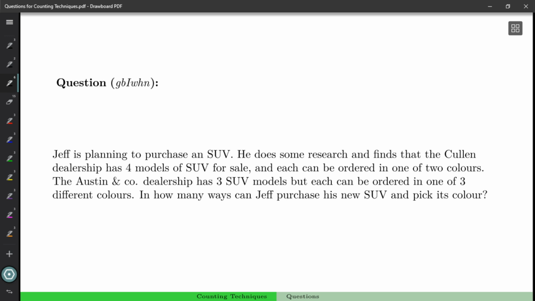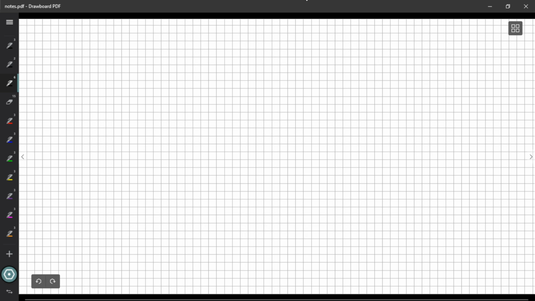Okay. Now, we could draw a tree diagram out for something like this, but let's focus on language to help us sort out what needs to be done. So what is Jeff doing? Okay. Jeff needs to purchase an SUV and pick its color.